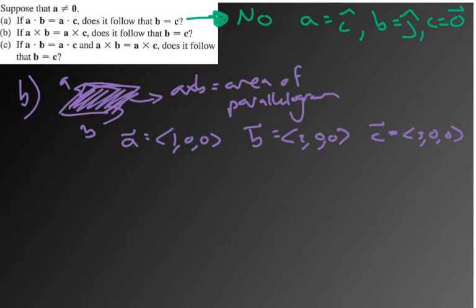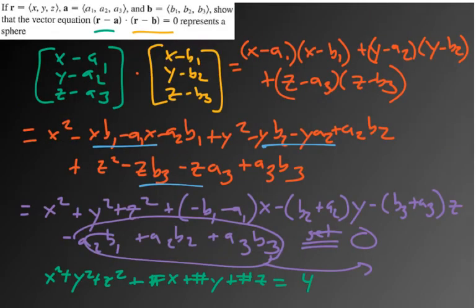So basically you have a vector, and then another vector, and their cross product is going to be 0, but those two vectors don't have to be the same. So the answer to this one is, again, no. The last part: if A dot B equals A dot C, and A cross B equals A cross C, so we're mixing parts A and B, does it follow that B equals C? And the answer is yes. Let me show you why.